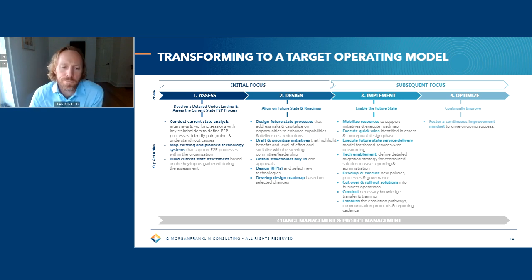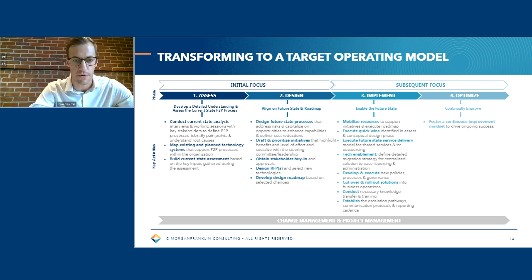Yeah, John, first off, I think it's a really important note about the guiding principles. I'm working with a client now. We're in year two of the transformation, and I constantly go back to the guiding principles. It is our North Star. It guides everything we do, and it's a critical component of it. In terms of transforming to a target operating model, we take a four-step approach: assess, design, implement, and optimize.